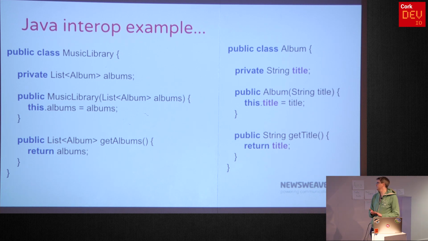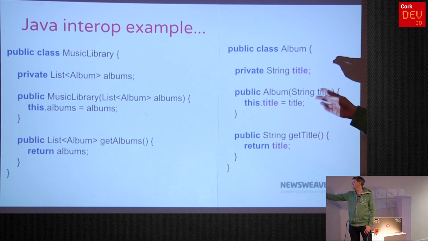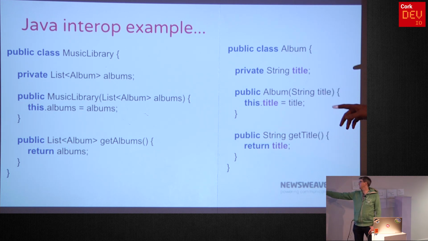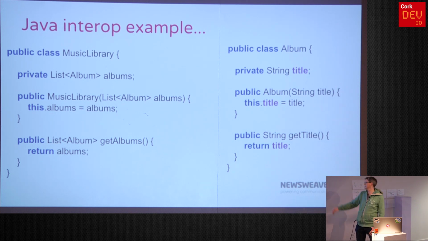This is some Java code here. It's simple enough. A couple of classes: we've got this music library class and the album class, and there's a one-to-many relationship between the music library and the album. The music library has a property albums, which is a list, and each album has a title. Say we wanted to use these POJOs in some Scala code. You can actually have your Scala code and your Java code side by side in your IntelliJ project or your Eclipse project. There's a plugin for Gradle and Maven to allow you to do this pretty easily.